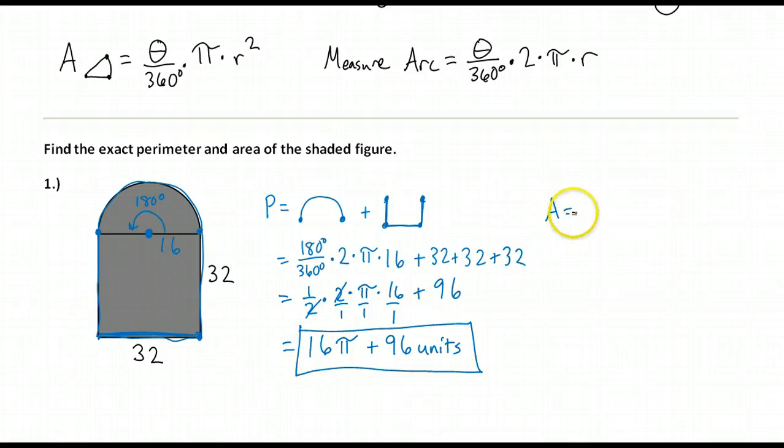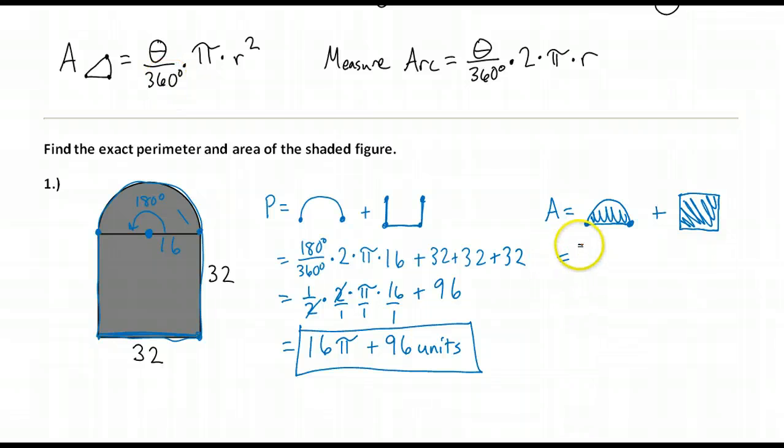To find the area, again, I'm going to problem solve and figure out what I need to add together to make this shape. Well, if I look at the shaded area, I have a sector plus a rectangle. So in order to create this compound shape, I need to add together this area of the sector and this area of this rectangle. So I'm going to break it down into these two formulas.